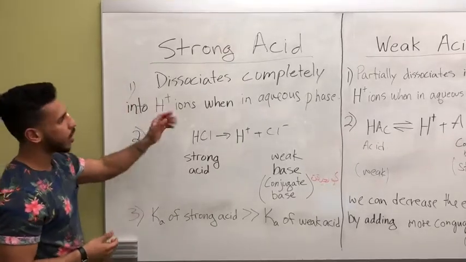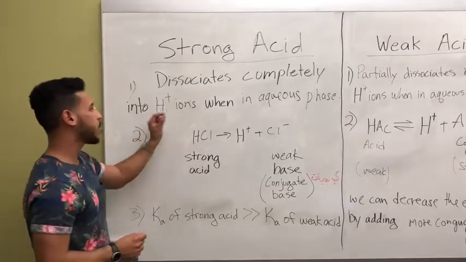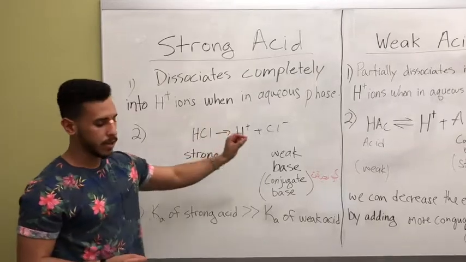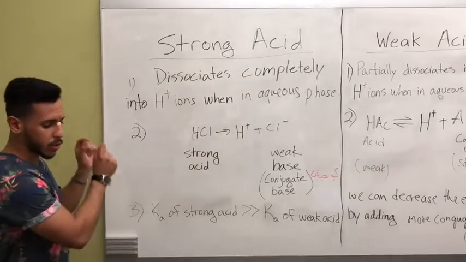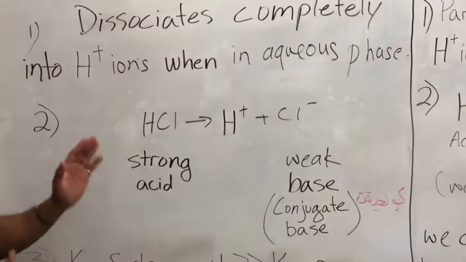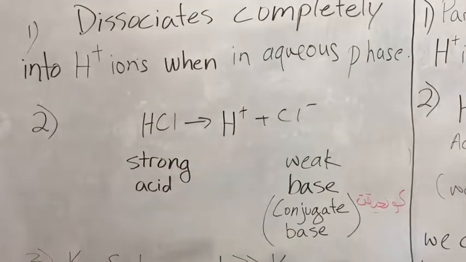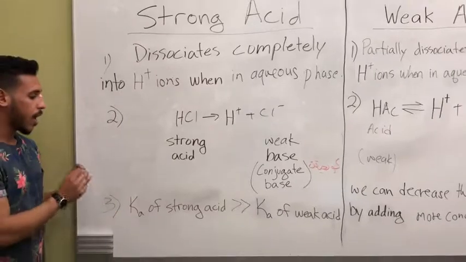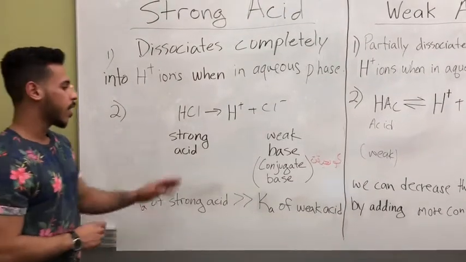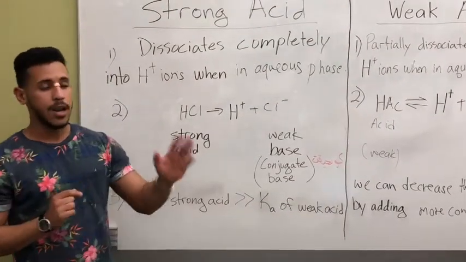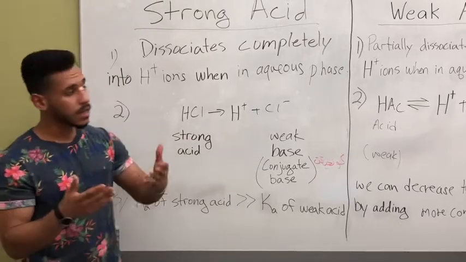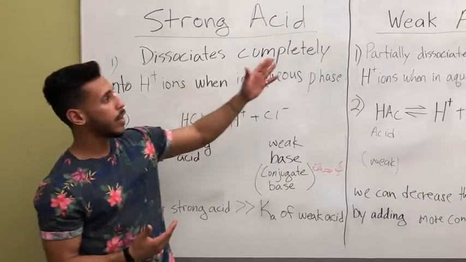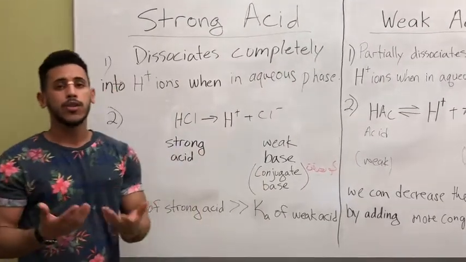Strong acids dissociate completely into H+ ions in the aqueous phase. In solution, hydrochloric acid dissociates into hydrogen ions and chloride ions. The Ka of strong acids is much greater than the Ka of weak acids. And now Mingmar is going to explain how weak acids behave in solution.